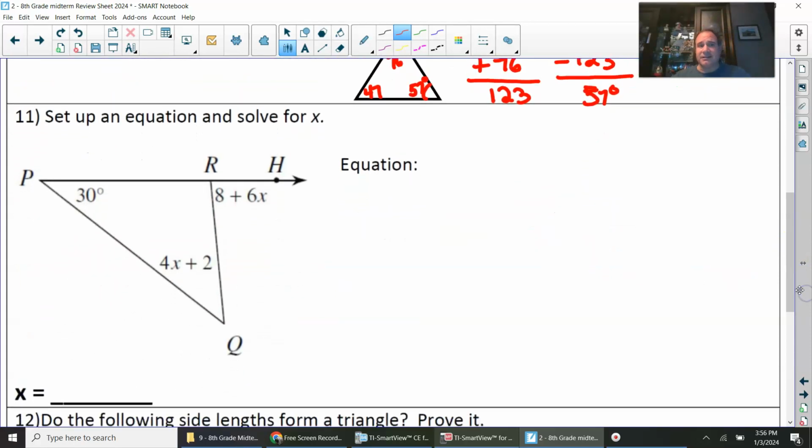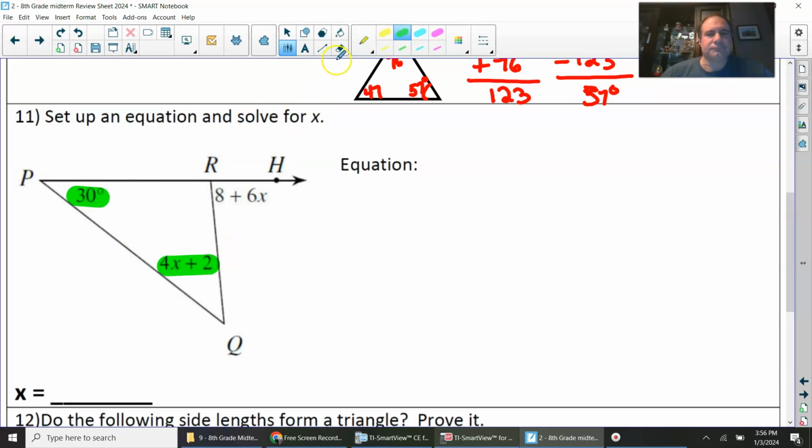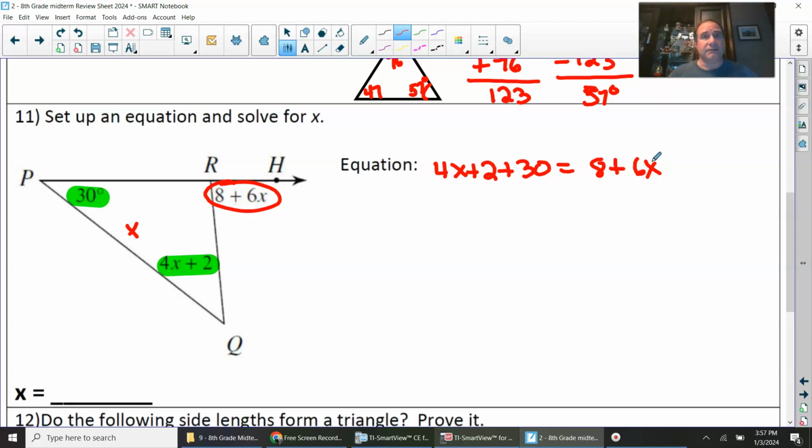A more difficult question is this one, right? So you're just going to have to try to remember that the 2 non-adjacent interior angles are equal to the exterior angle, all right? The 2 non-adjacent interior angles of the triangle are equal to the exterior angle. So the 2 non-adjacent angles, not next to, would be those. So if you add these together, it equals this. So we have 4x plus 2 plus 30 equals 8 plus 6x. It'll always be that, all right? The 2 non-adjacent interior angles are equal to the exterior.